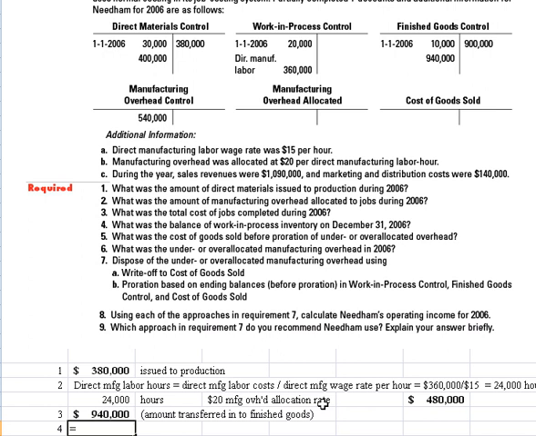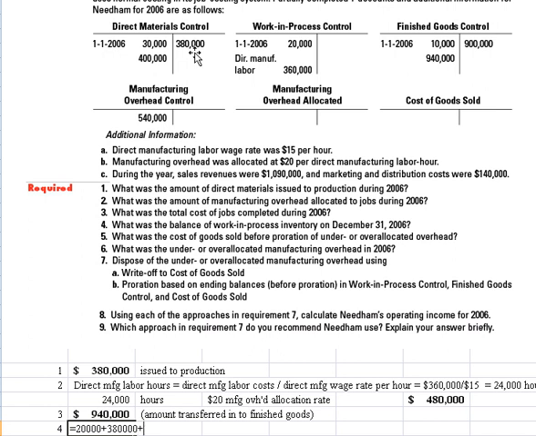I'm just going to start typing in what we know. We know we started with 20,000. Okay, and we see that right there to the left of my mouse. Then we also transferred in 380,000, and the reason we know that is we see a credit to direct materials control. Well, that moved into work in process, so we need to add in that 380,000.